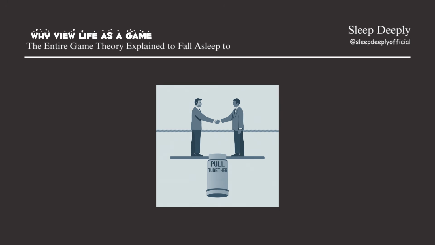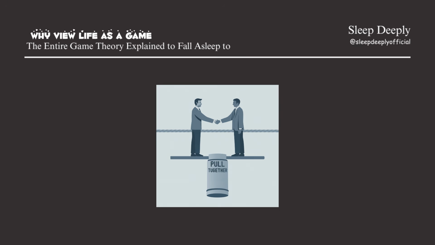The same applies to relationships. Misunderstandings often arise from mismatched expectations or unclear rules. Seeing a relationship as a cooperative game highlights the importance of communication, trust, and reciprocity, strategies that sustain it over time. No one's keeping score, but both people want the interaction to continue.